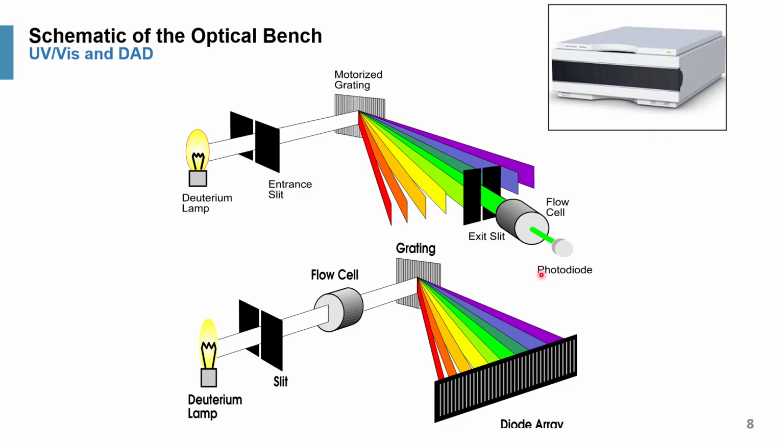Now, the difference of the photodiode array detector optical bench is the fact that instead of the flow cell after the monochromator, you place the flow cell before the monochromator, and all the wavelengths are simultaneously impinged on a diode array, right, which typically consists of 512 to 1024 pixels.